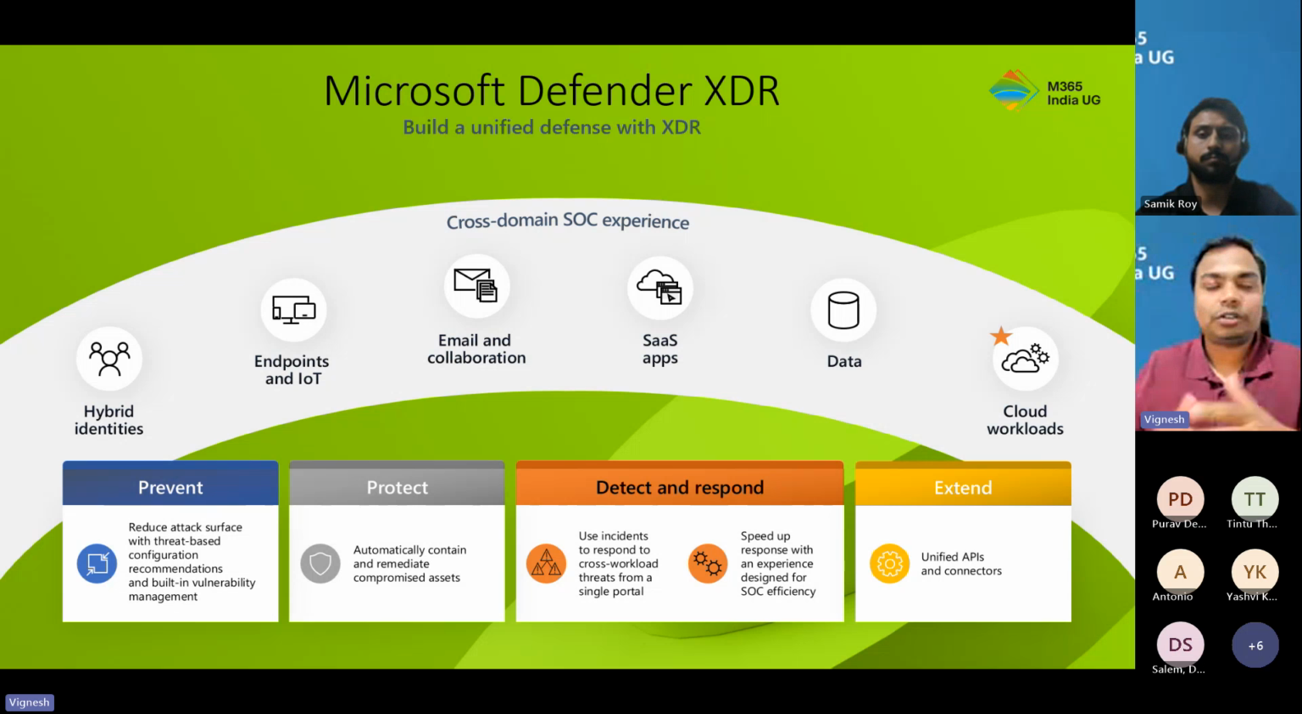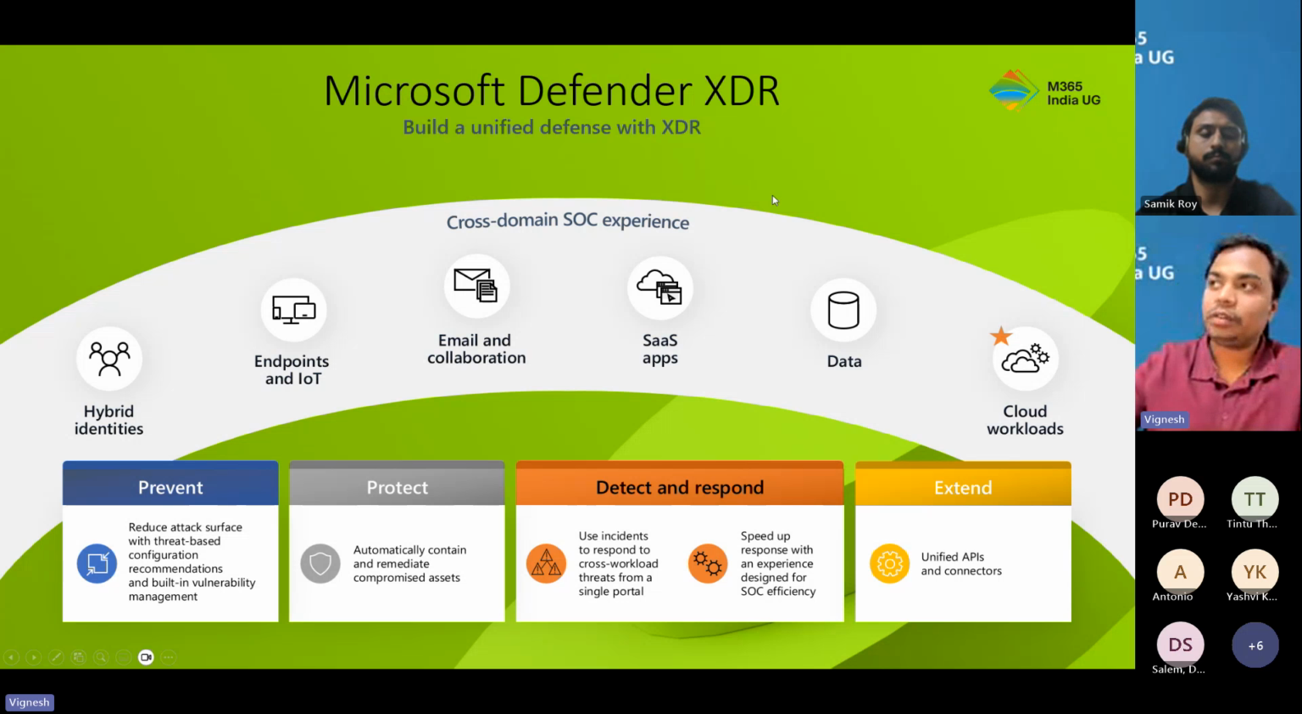But with Microsoft Defender XDR, sometimes you need to think back and realize, but what does it do as a whole? So Microsoft Defender XDR is going to help to protect your hybrid identities, not just the cloud identities but also the hybrid identities, meaning your on-prem identities are also included. Of course, your endpoints and IoT, then your email and collaboration, all the SaaS apps, not just Microsoft 365 apps, all the SaaS apps, and then the data and also the cloud workloads.